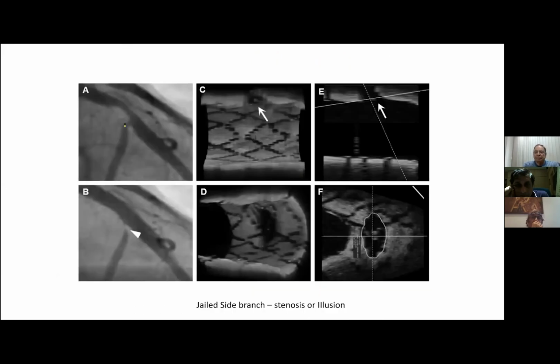Let's look at another example. This is an LAD lesion. This is a septal. So of course, people don't want to do a kissing in the septal. So this was done and the septal was kind of pinched and very badly affected. So is this jailed side branch a stenosis or an illusion is what OCT can help guide us. So this is from the longitudinal view. This is a cross-sectional area of the septal on OCT, clearly showing you that this was an illusion.